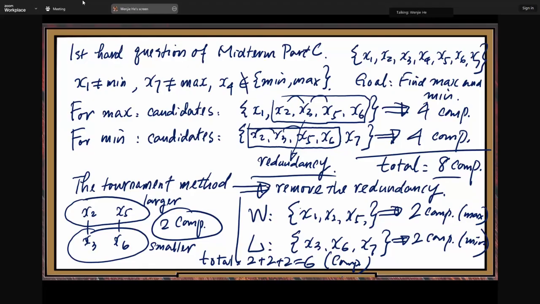Okay. All right. Here, let me use this tournament method to solve this second largest example. Yeah. All right. So I have 20 minutes. Let me complete that example in 20 minutes.